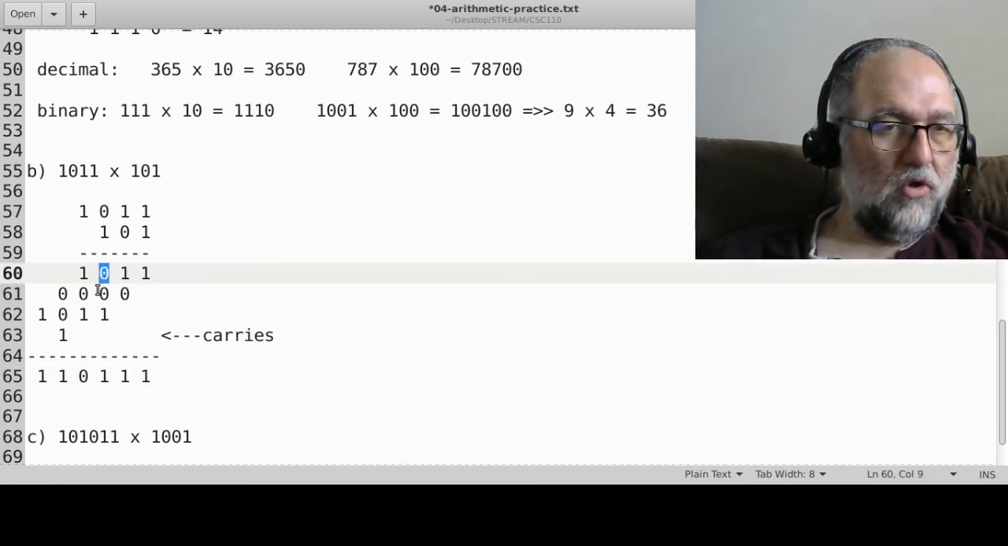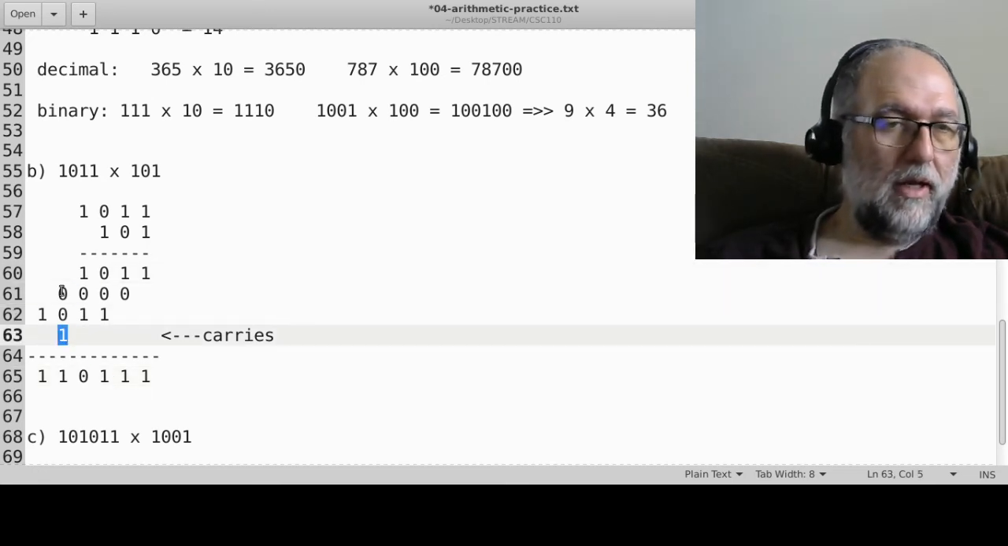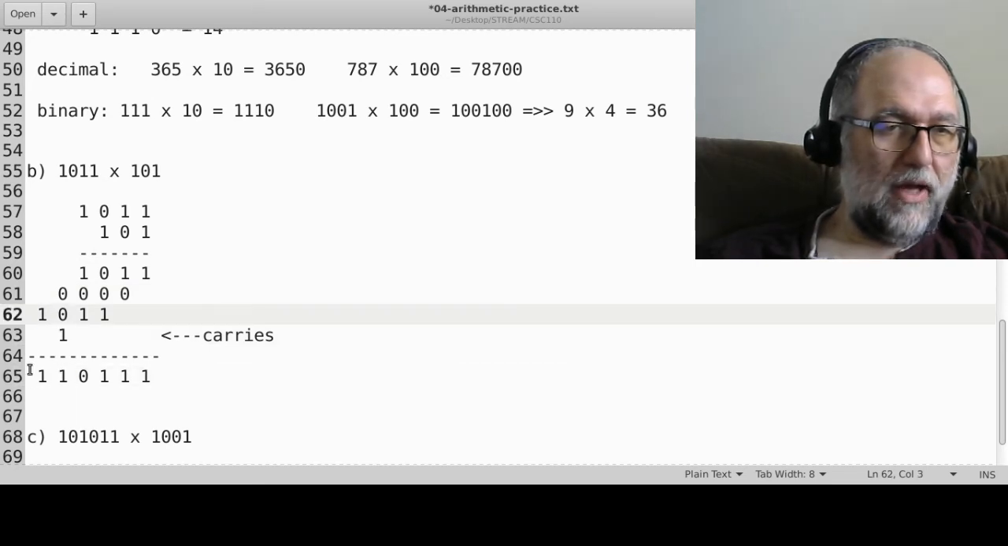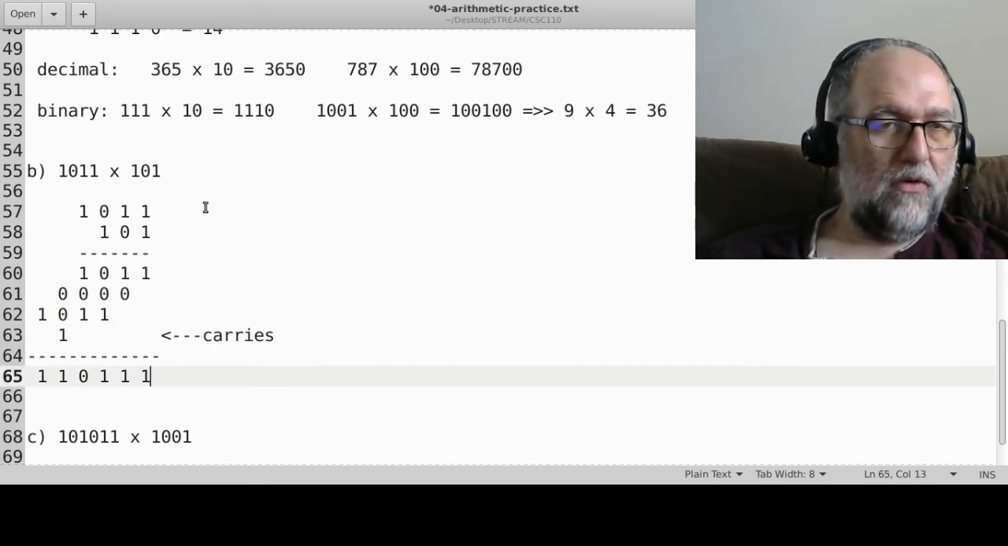No carry. 0 plus 0 plus 1 is 1. No carry. 1 plus 1 is 0. Carry 1. And then 0 plus 0 plus 1 is 1. And then there's just that 1 there like that. Okay, and so there's our answer.